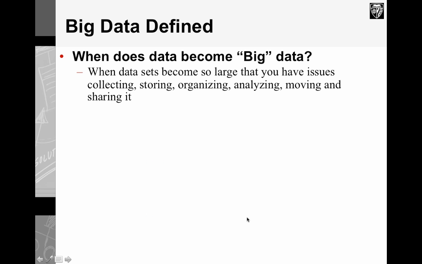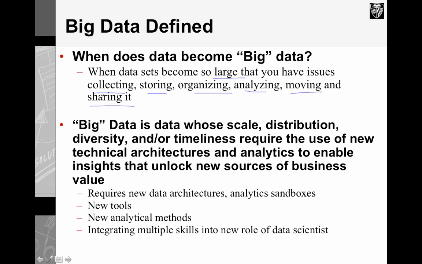Well, let's define big data. Big data is when a data set becomes so large that you have issues collecting the data, storing the data, organizing the data, analyzing the data, moving the data from one location to another location, and also sharing that data. Another definition: big data is data whose scale, distribution, diversity, and/or timeliness requires the use of new technical architectures. It's really important to understand, requires the use of new technical architectures.